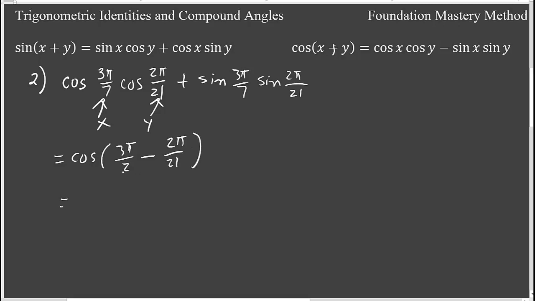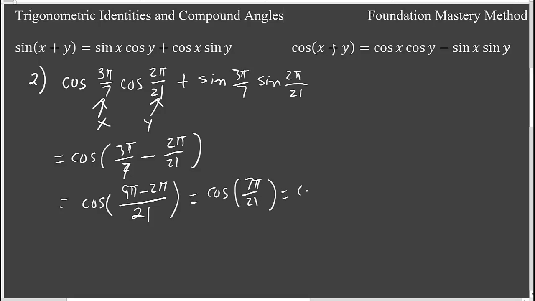Now make the common denominator. Oh, I have a 7 here. So then you get cosine, your common denominator is 21. So then you get 9 pi minus 2 pi, which is cosine 7 pi over 21, same as cosine pi by 3. So pi by 3 is 60 degrees, and we know cosine 60 is 1/2. So this answer is 1 over 2.